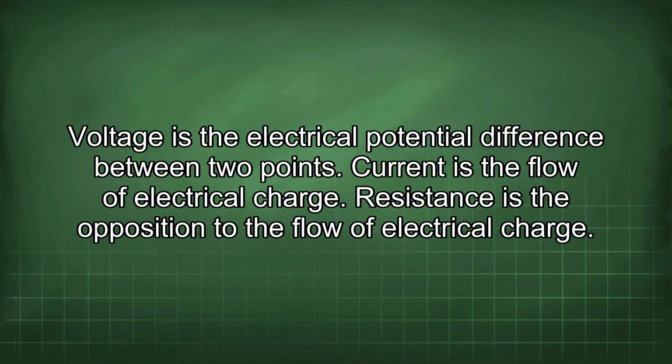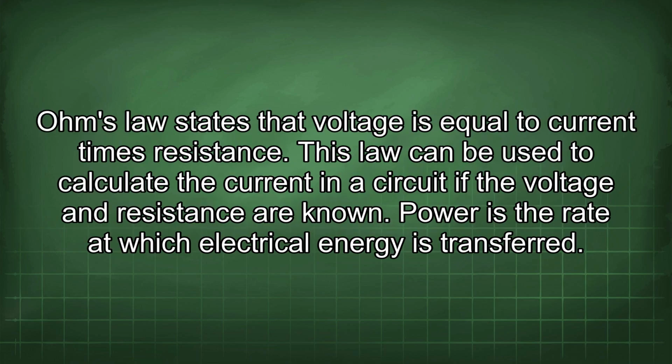Current is the flow of electrical charge. Resistance is the opposition to the flow of electrical charge. Ohm's law states that voltage is equal to current times resistance. This law can be used to calculate the current in a circuit if the voltage and resistance are known.